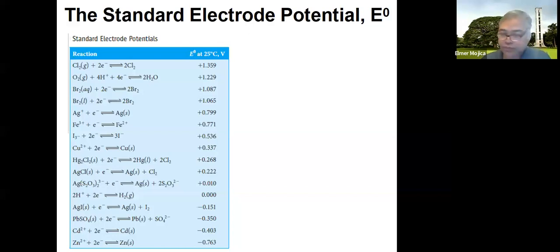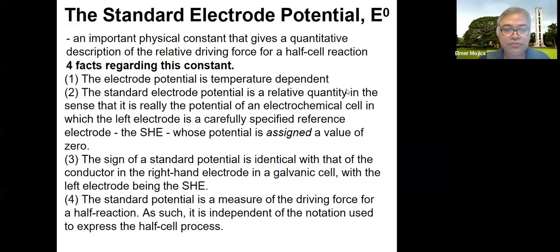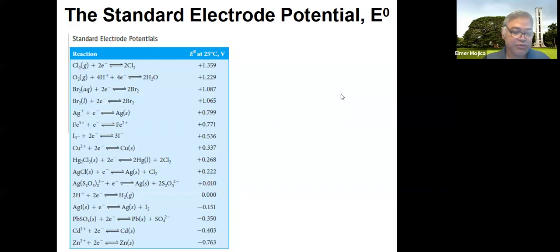So if I'm not mistaken, we finish on this standard electrode potential, and we end up here, if I'm not mistaken. So this is the so-called reduction potential. Okay, so this is not new to you, but the way it was built is new.